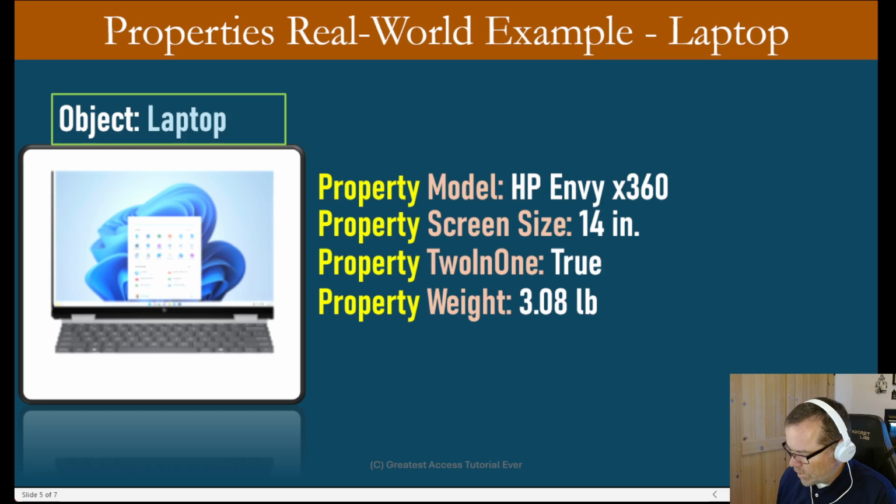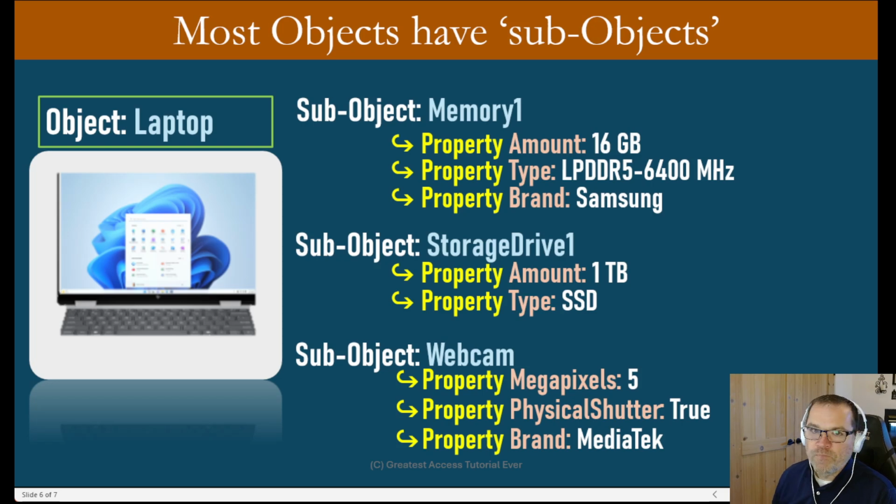Now you'll notice I didn't put in things like storage, memory size, etc. Why is that? Well, because I wanted to get a little more granular. Although this object is the laptop, that's the primary object, it has sub-objects like memory bank number 1, storage drive number 1, the webcam. And they're going to have their own properties associated with them. If you think about it, this makes sense.